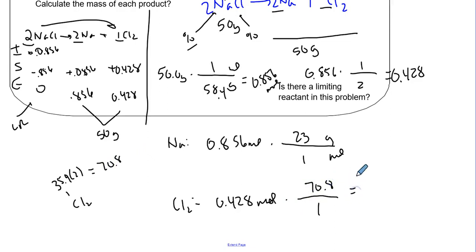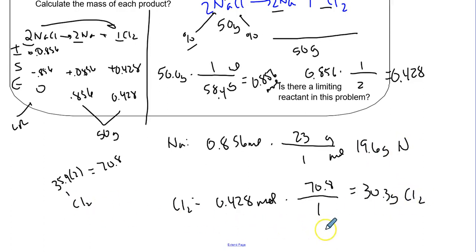70.8 equals, let's do the math here. So let's do the bottom one first, times 70.8 is 30.3 grams. Okay, so that's 30.3 grams. And this guy is 0.856 times 23 is about 19.6, which is about 19.6 grams of sodium.